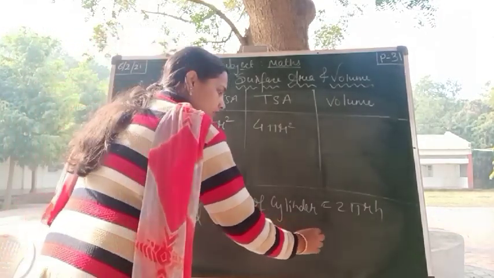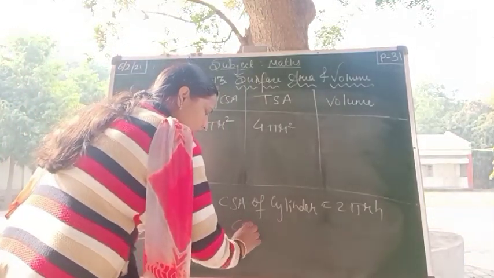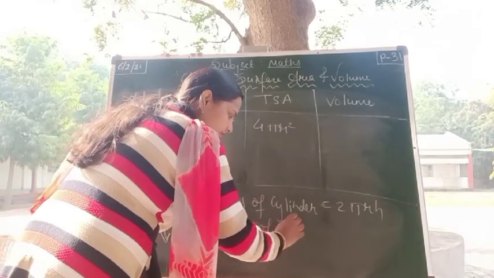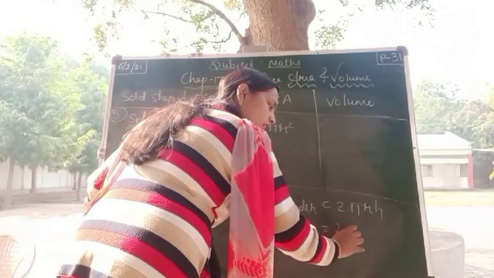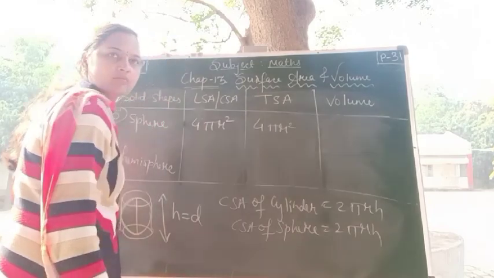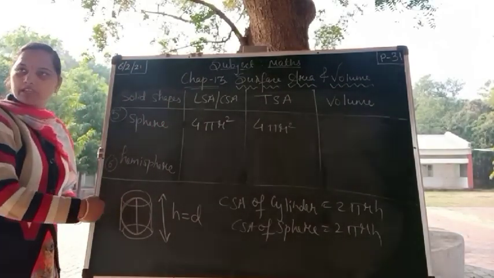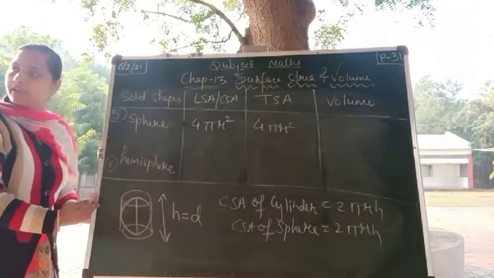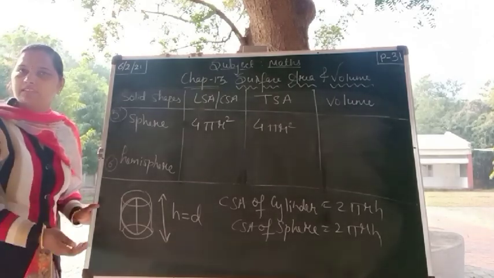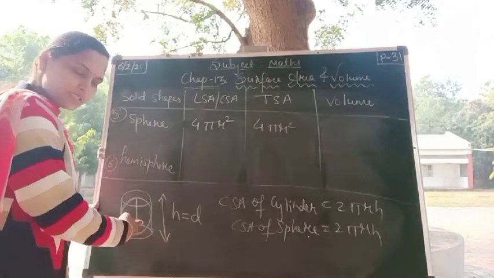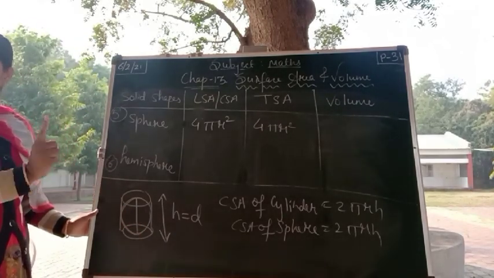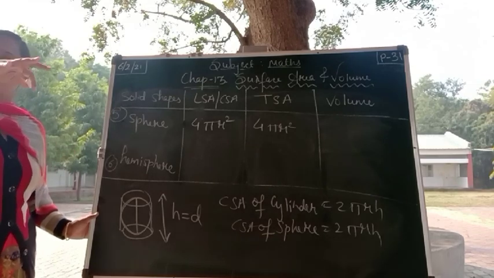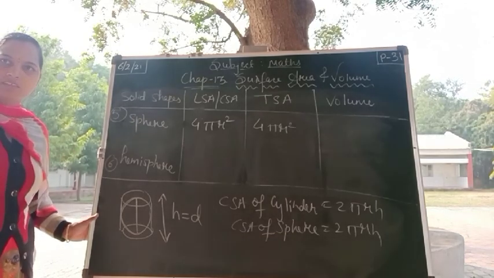Okay. Now, if I am talking about the curved surface area of sphere, it will be equal to 2 pi rh only. The curved surface area of sphere is same as the curved surface area of cylinder. Yes, ma'am. Yes, you can see in this. Yes, both the curved surfaces are same. It is correctly fit inside the cylinder.